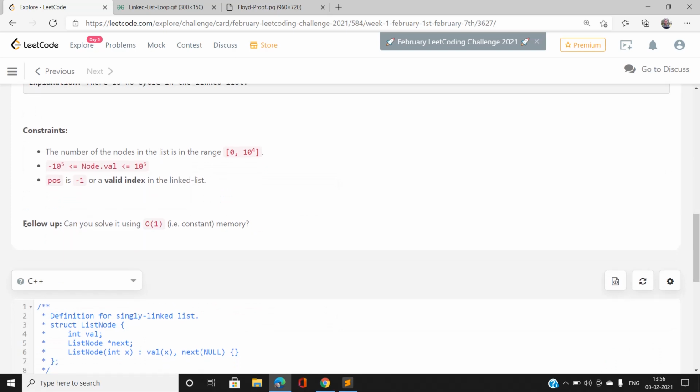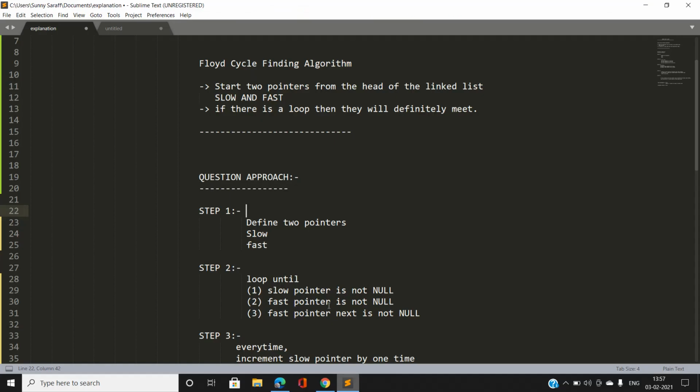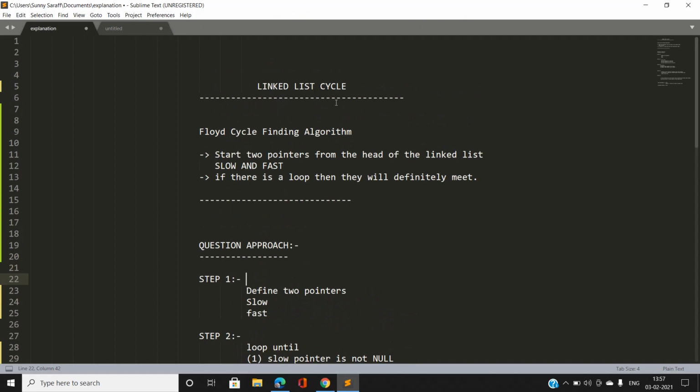Also, there is a suggestion given: can we solve it using O(1) memory, that is, using constant memory? So let us understand this mathematically. Following the question's suggestion of using constant memory, we are going to use Floyd's cycle finding algorithm. So what is Floyd's cycle finding algorithm? Let us understand this first.